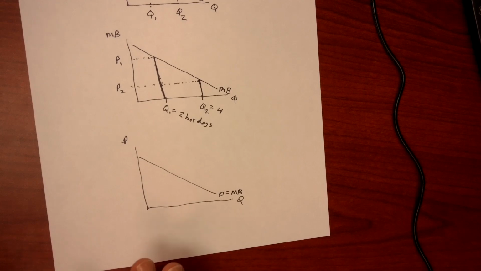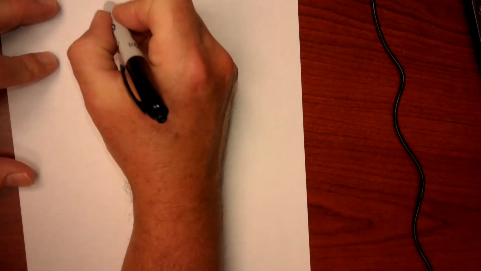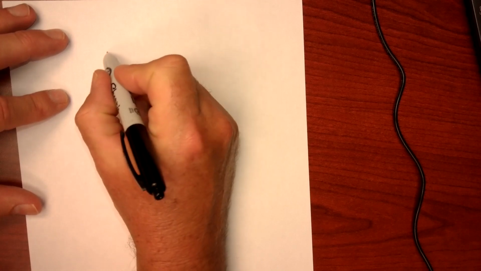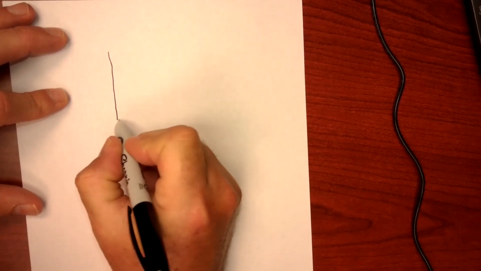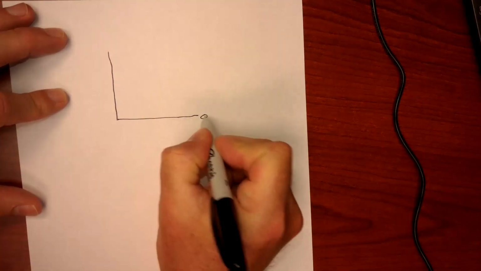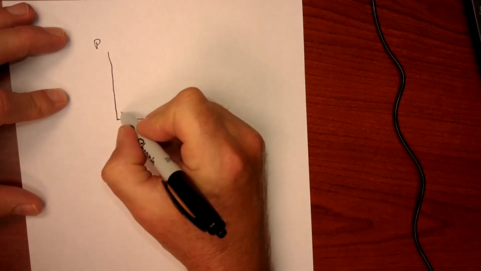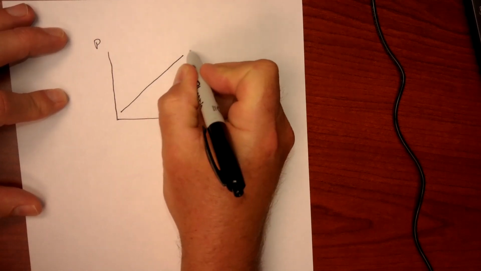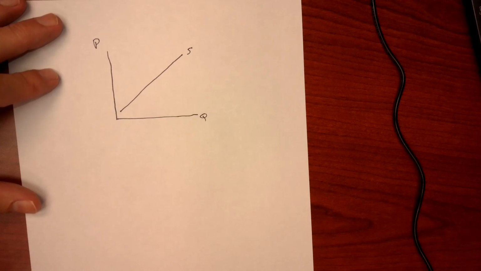Now let's move on to marginal cost and supply. So we know what a supply curve looks like, typically. A supply curve is upward sloping. Now, how do we get that supply curve?